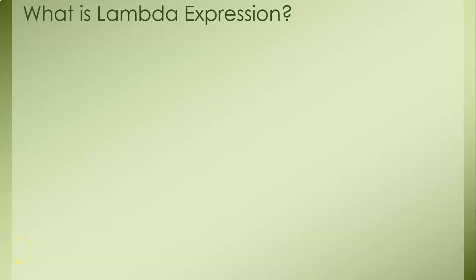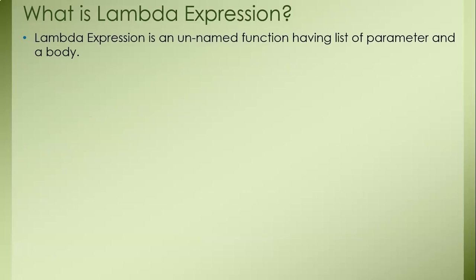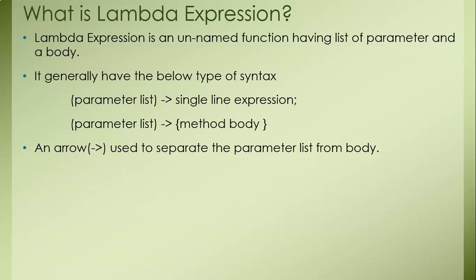I hope now you all have got an idea about the functional interface. Now we are going to learn what a lambda expression is. A lambda expression is an unnamed function having a list of parameters and a body. A function or method has a method name, return type, parameter list, and body, but a lambda expression is an unnamed function.